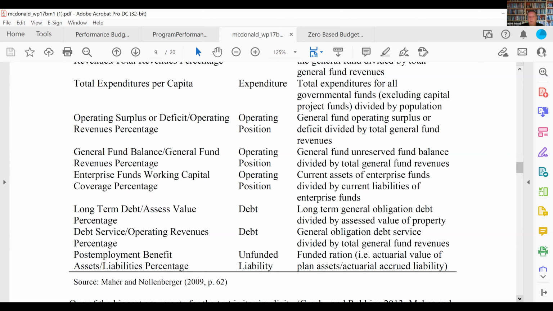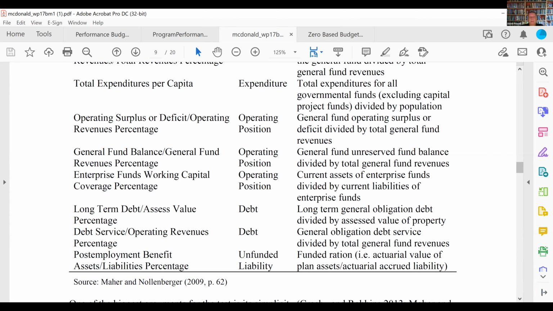So this one's the post-employment benefit assets divided by liabilities. In this one, you're taking a ratio of the assets in your pension fund divided by the liabilities against that pension fund. So again, just looking at your pension fund and how underfunded or hopefully overfunded that pension fund is.